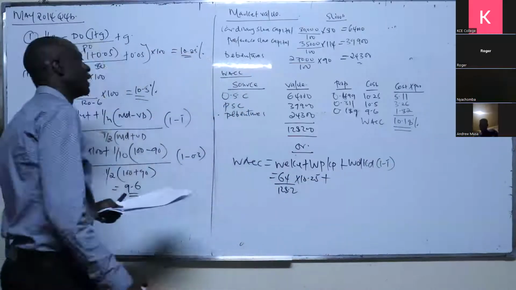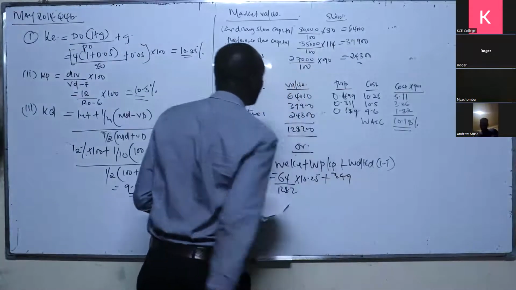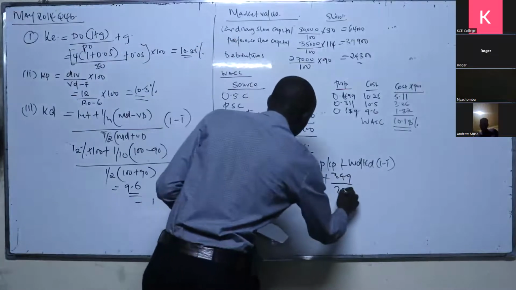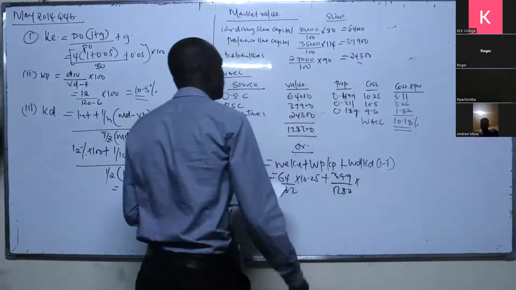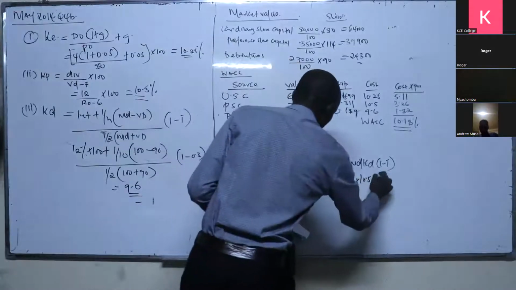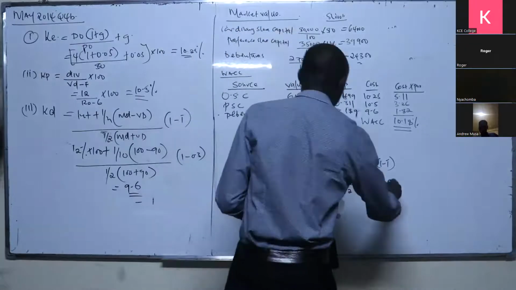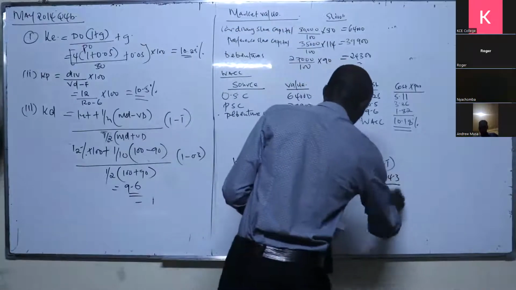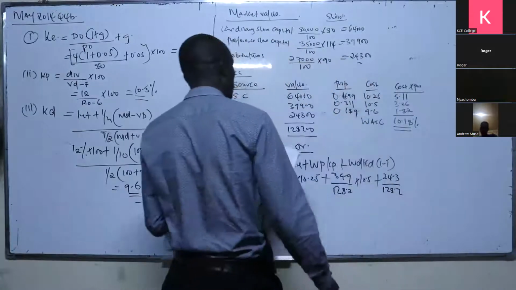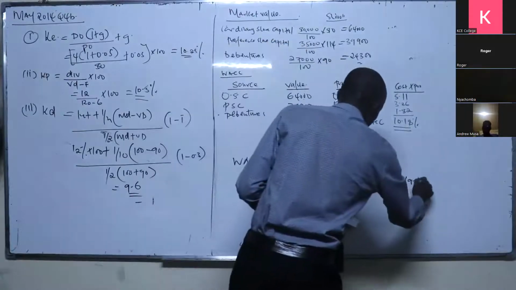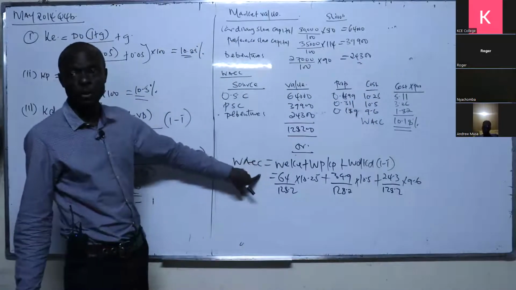Plus, what is the other one going to be? 39.9 over 128.22 times 10 point, plus the other one is 24.3 over 128.2 times 9.6. So that is another part of most of the notes we're using, isn't it?